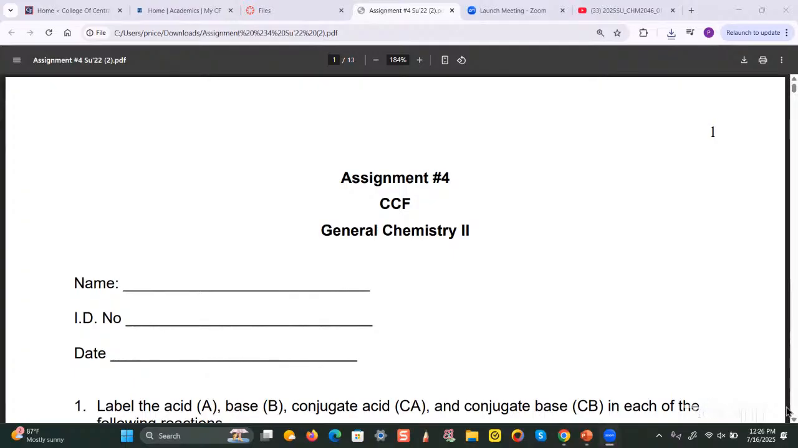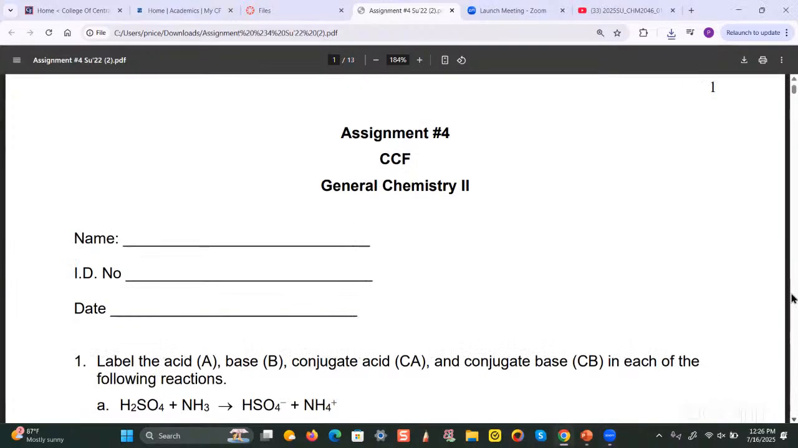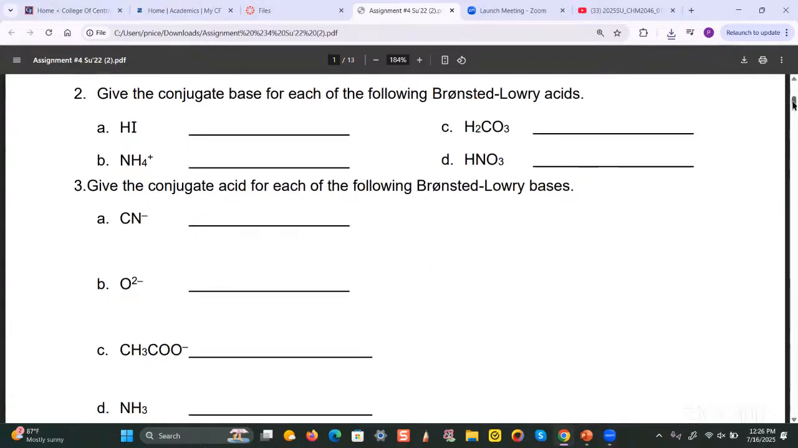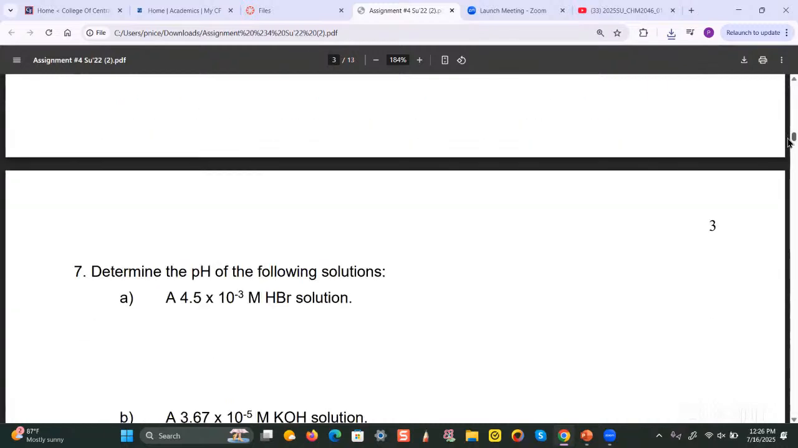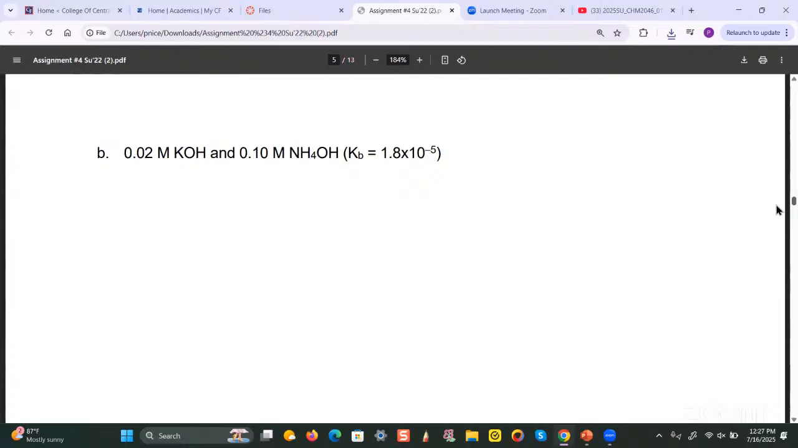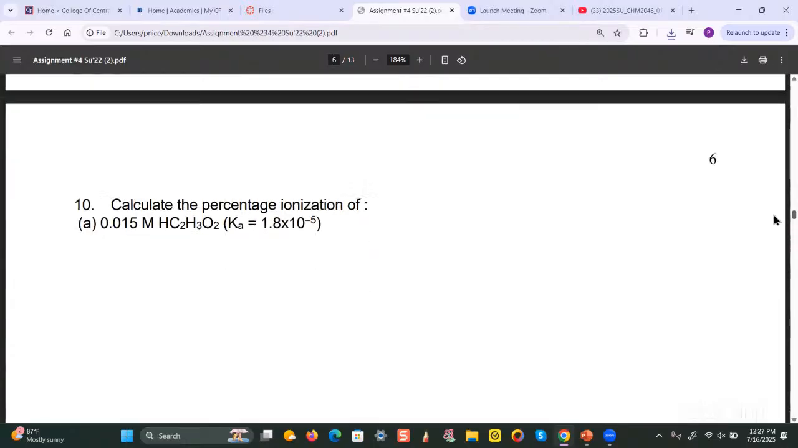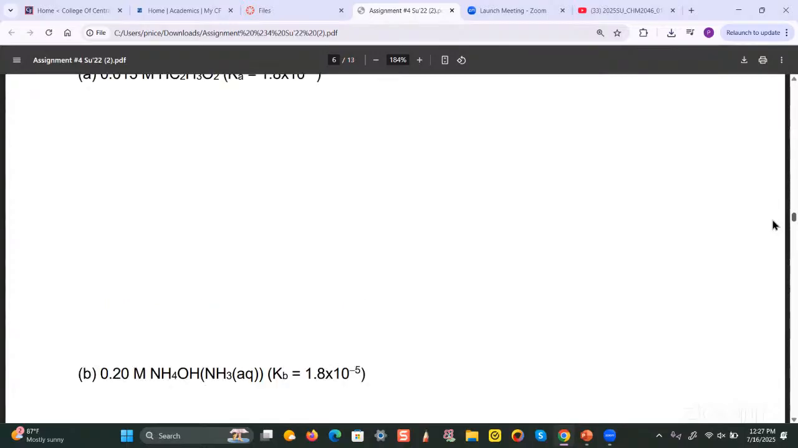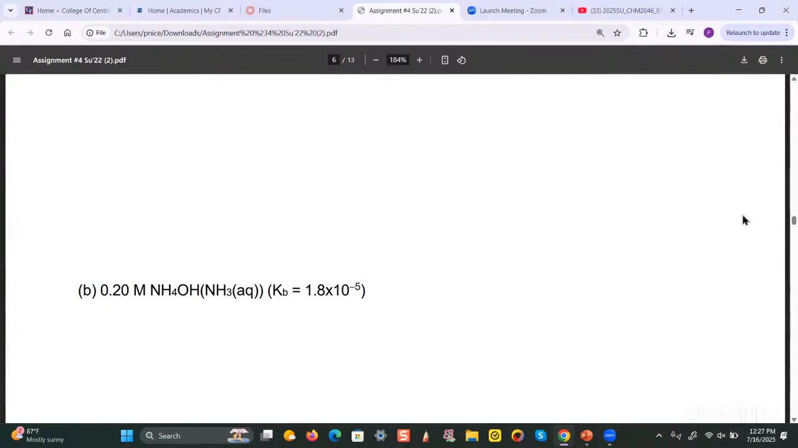Where did we stop? The last question we did was question 10. Okay, so we did both A and B? Yes. Okay.